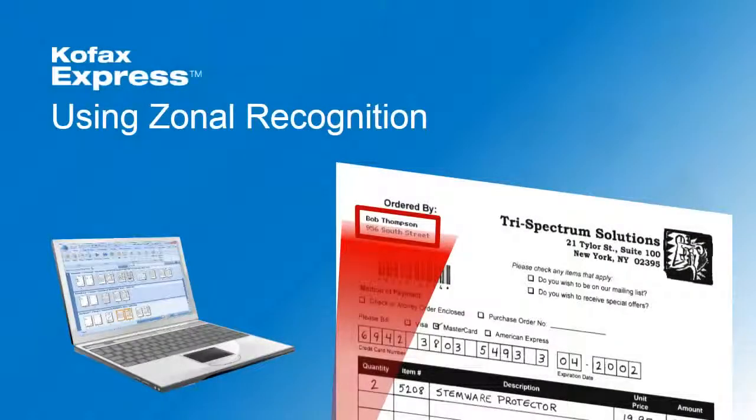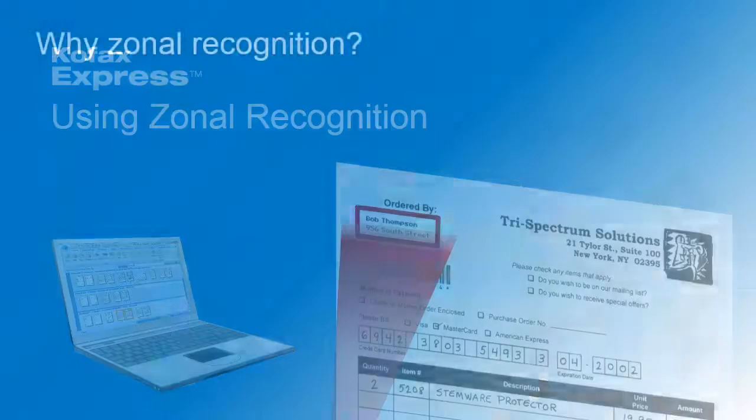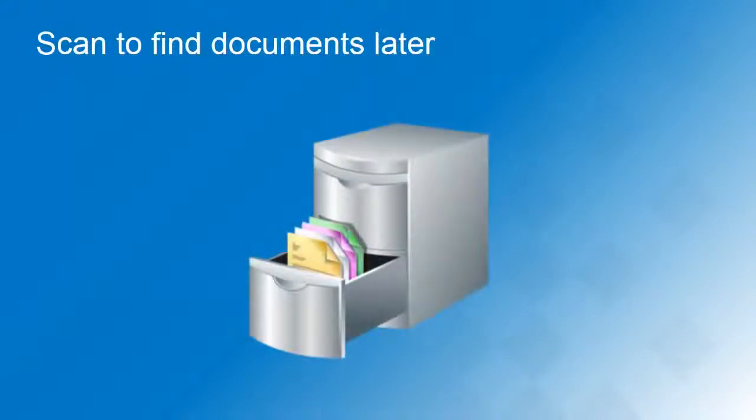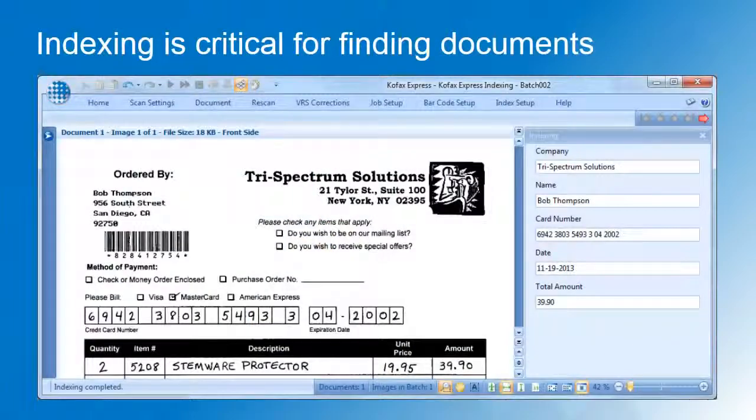During this video, you will learn how to use zonal recognition to index documents more effectively. But why would we do this, and how can it help being more effective? Ultimately, we scan documents to be able to easily find them back later. Therefore, entering index data is very critical.